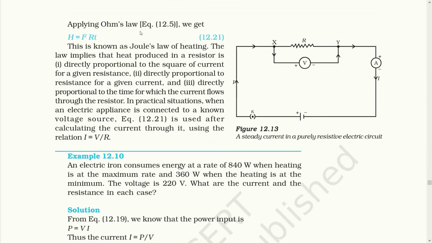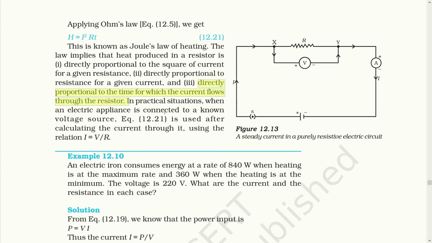Now let's apply Ohm's law to it. That means for V, we will write IR. So it was V into I into t, that became I squared R t. This is known as Joule's law of heating, and it implies three main things. First, heat is directly proportional to the square of the current for a given resistance. Second, directly proportional to the resistance for a given current. The third is related with time: directly proportional to the time for which the current flows through the resistor.